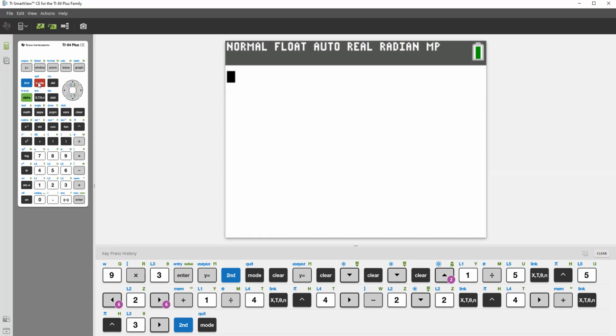It's kind of holding those y values out in limbo. I call it the home screen, second mode, quit, and just get to your home screen.